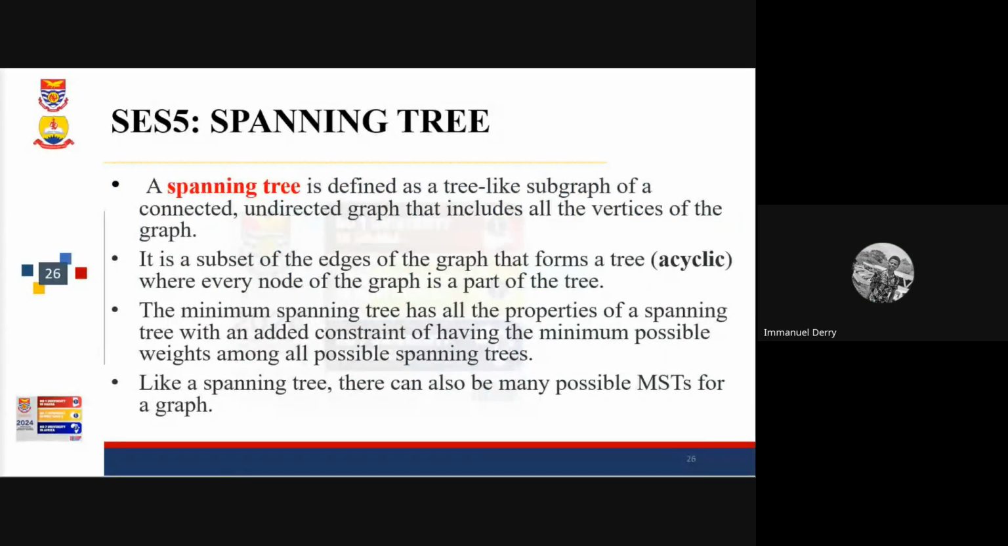All right, so let's talk about a spanning tree. So a spanning tree is a tree-like subgraph of a connected and undirected graph that includes all the vertices of the graph. A spanning tree includes all the vertices of a graph. This is very much important that you need to notice.